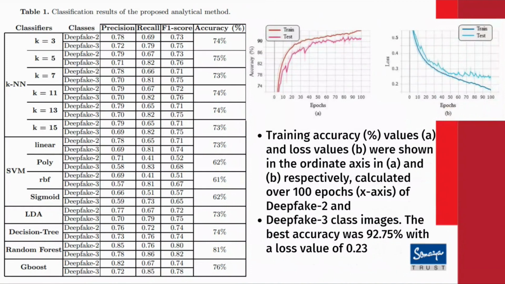Over here, there are some results. The table shows classification results of the proposed analytical method. Training accuracy values and loss values are shown on the ordinate axis in A and B respectively, calculated over 100 epochs of Deepfake 2 and Deepfake 3 class images. The best accuracy was 92.75% with a loss value of 0.23.